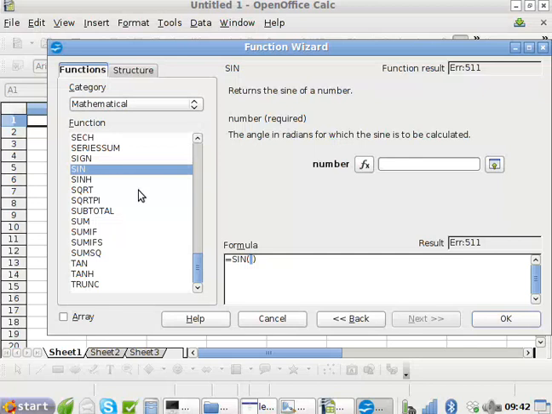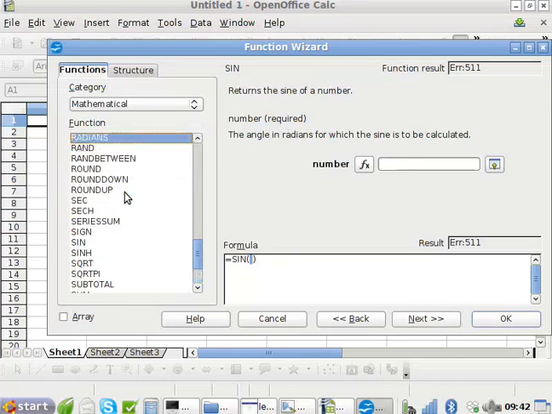No, goodness no. Because this equation has two unknowns in it. We couldn't solve this for theta. So then the second half.